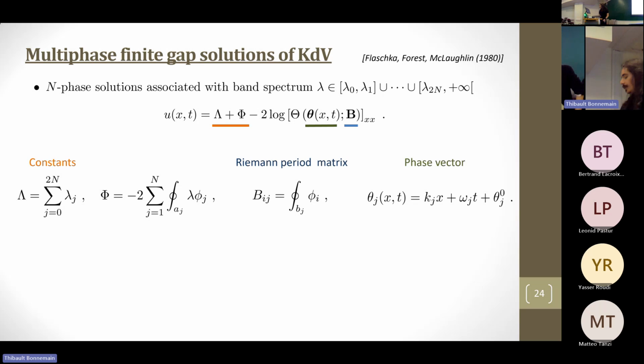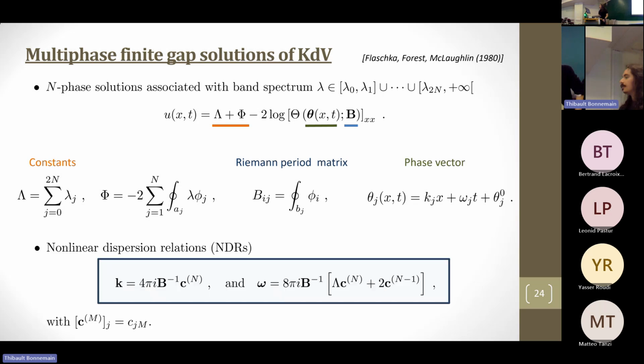Okay. And they depend on the spectrum and on each other through the so-called nonlinear dispersion relations that I've written here, which involve the Riemann period matrix. They involve the constant lambda, and this vector C, which is constructed from the normalization coefficients for the meromorphic differential phi. Okay. So those are complicated objects, right? But they are the main ingredients of the basis of the soliton gap theory. And in fact, that's what I will use to define the density of states and the spectral flux density later on.